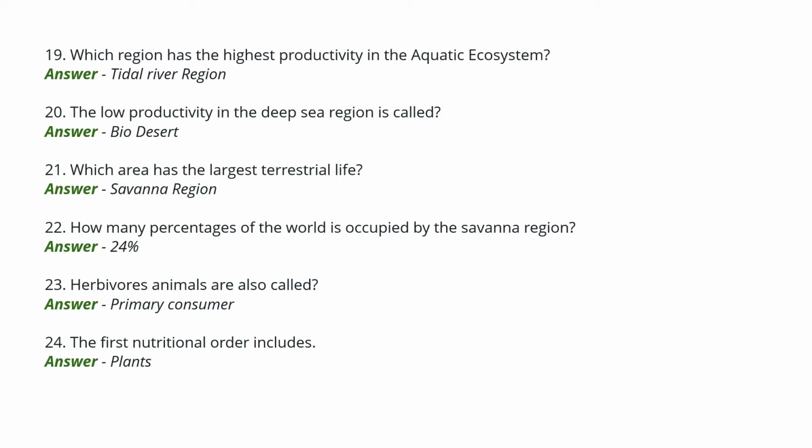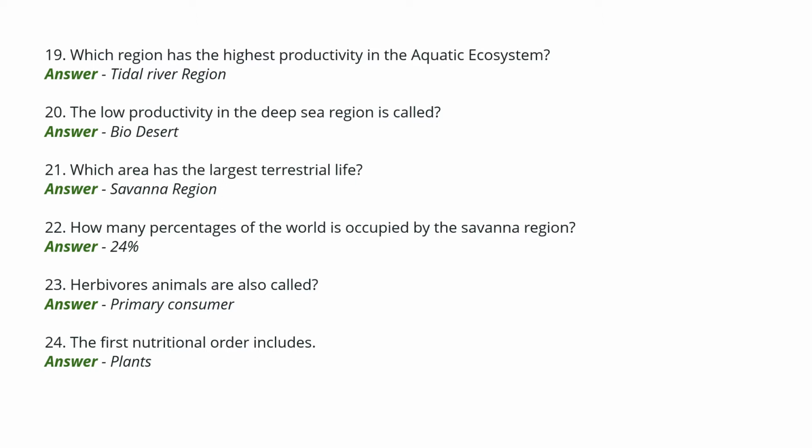Next question, which area has the largest terrestrial life? The answer is the savanna region. Question number 22, what percentage of the world is occupied by the savanna region? You can say that 24% of the world is occupied by the savanna region.